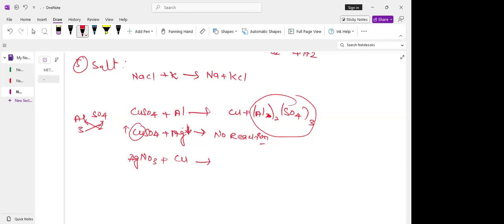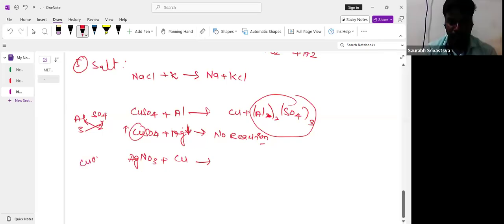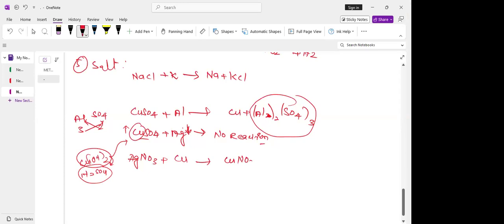Copper, how we can write it: Cu(OH)2. And sulfate, how we can write it: H2SO4. Now this H2SO4 is an acid and Cu(OH)2 is a base. Then both react and it becomes CuSO4. Clear? The CuSO4 is a salt. And AgNO3 plus Cu gives CuNO3.